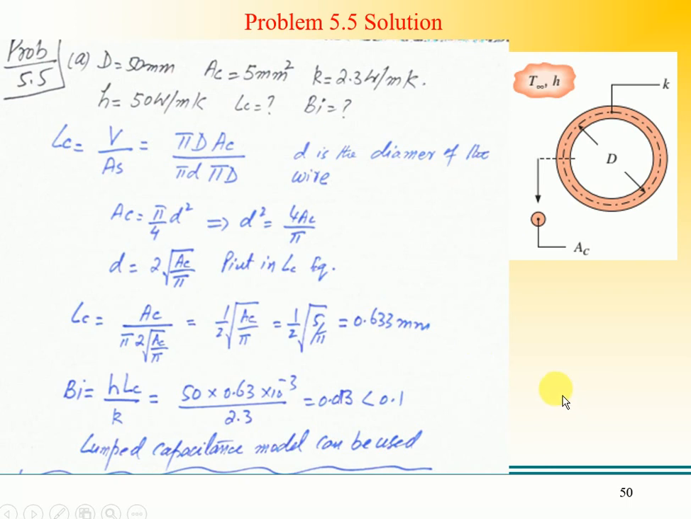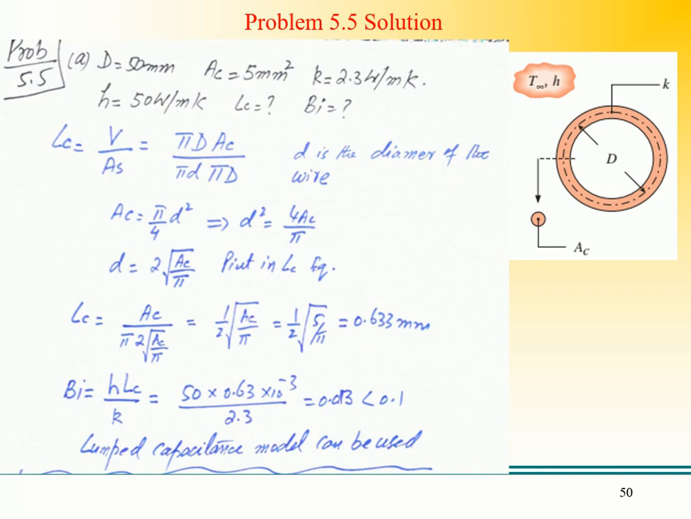Dear students, you must be very clear about this, that you have to find out the volume of this toroidal, and then you have to find out the surface area. So I have been given the diameter, the cross-sectional area, the thermal conductivity, and the convective heat transfer coefficient. Lc is equal to V by As. First of all, the volume. Of course, volume is the cross-sectional area times the length. If you cut this toroidal, it becomes a cylinder.